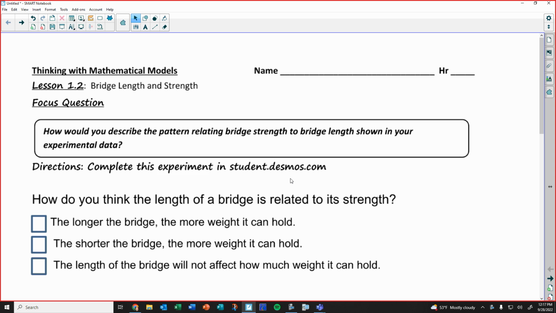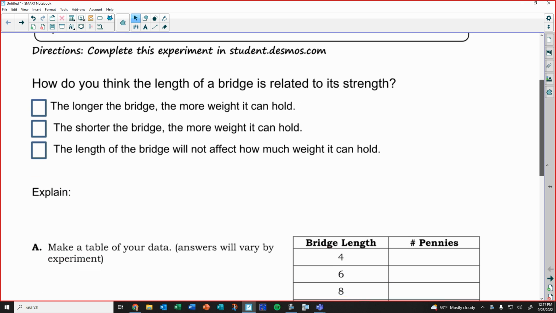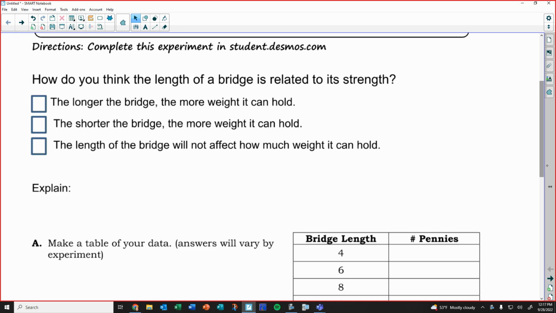So when we did this bridge experiment, they asked you to make a prediction in the beginning, right? How do you think the length of the bridge is related to its strength? Now I need you to think back and tell me what you did before you started, because a lot of you know the answer now. How many people had checked that you thought the longer the bridge, the more weight it could hold? Just be honest. Remember, you were making a prediction.